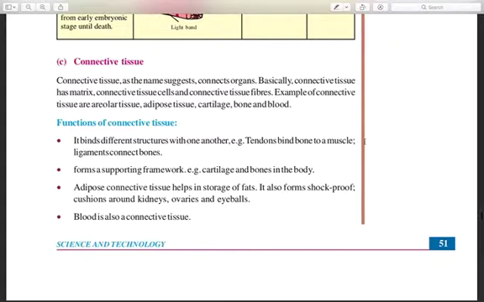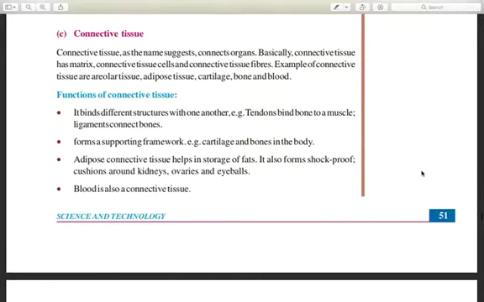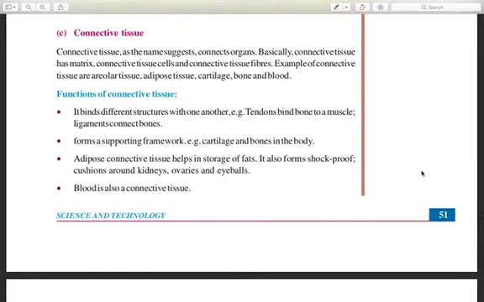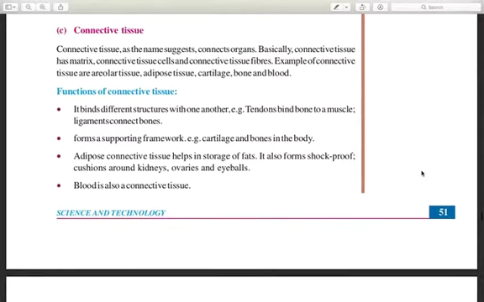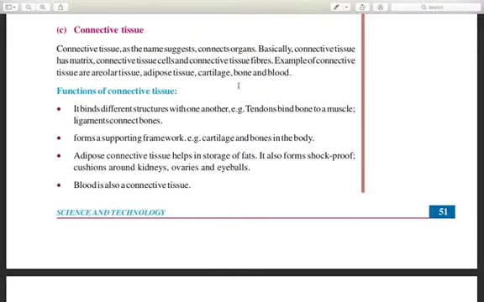So connective tissue is nothing but, as the name suggests, they connect the organs. Okay, they have some matrix, that is some space like, and the connective tissue cells and connective tissue fibers. So the connective tissue has matrix, that is the non-cellular regions. Okay, matrix is basically extracellular regions, that is outside the cells, and you have tissue cells and they have connective tissue fibers. These are the three main parts, and there are some examples. For example, areolar tissue, adipose tissue.